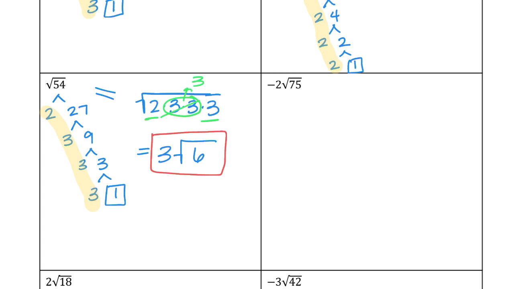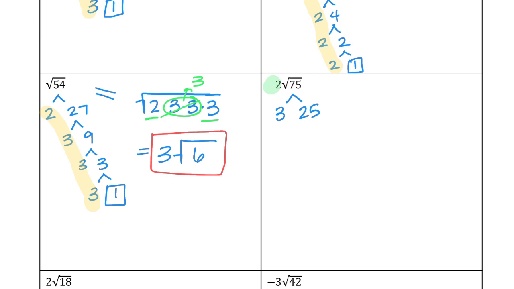All right, let's look at our next one. This time we have negative 2 times the square root of 75. For this one, we just have to be careful that we don't forget about the number outside of the square root. But we're still going to start the same way. I take 75 and I want to divide it by the smallest prime number possible. If I start with 2, this is an odd number, so 2 does not divide into 75. So I go to our next one, 3. And 3 will, because 75 divided by 3 is 25.